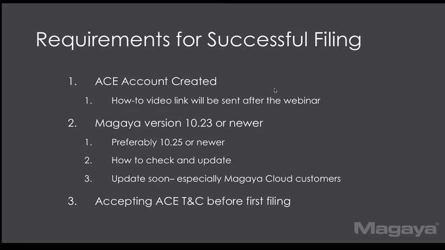And I'm just going to revisit now a slide we looked at in the beginning, requirements for successful filing. First of all, you will need an exporter account in the ACE portal. Secondly, you will need to be on Magaya version 10.23 or newer, preferably 10.25. And if you're not, then deal with this sooner rather than later, because as of April 30th, the AES Direct portal will no longer accept filings, even from third-party software such as Magaya.